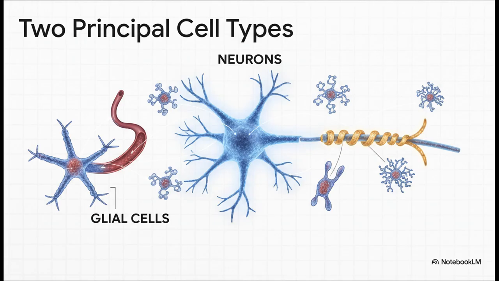Nervous tissue is really built from two main types of cells. First, you've got the neurons. These are the stars of the show. They're the ones generating and firing off all those electrochemical signals. But they can't do it alone. They're completely dependent on their support crew, the glial cells. Think of the glia as a pit crew. They protect, insulate, and feed the neurons so they can do their high-speed job.